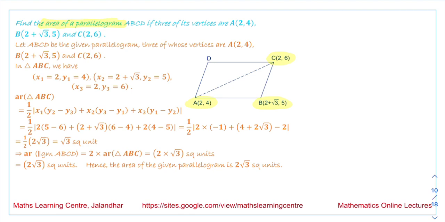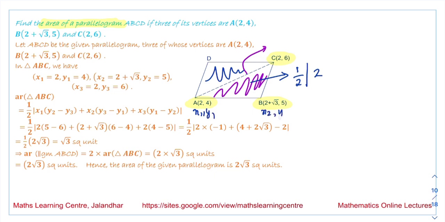First of all, we have to find the area of this triangle, because we know that the diagonal of this parallelogram will divide it into two triangles of equal area. The area of both these triangles will be equal. So if we are able to calculate the area of this triangle, then the area of the second triangle will be the same. So double of this area will be the area of the parallelogram. To calculate the area of the triangle, we have half, and x1 is 2, this is x1, y1, x2, y2, x3, y3.